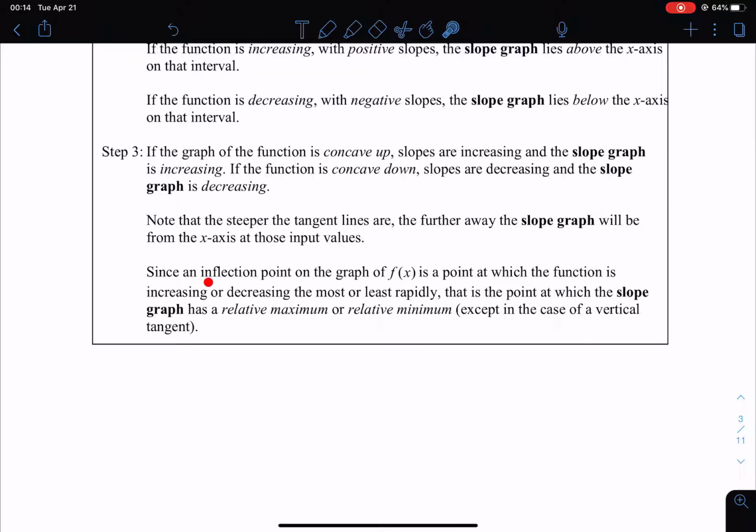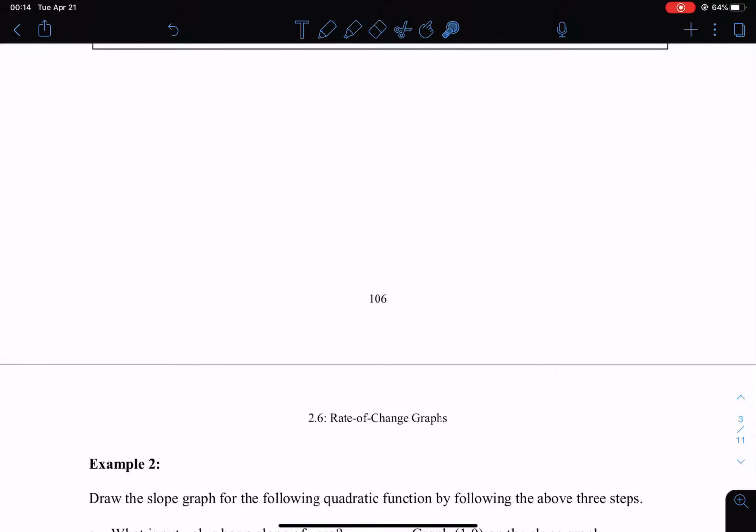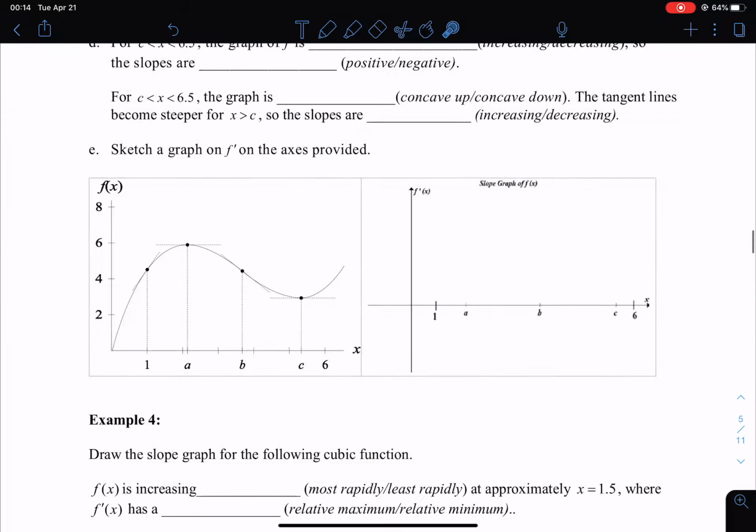And this one says an inflection point is the point where the function is increasing or decreasing the most or the least rapidly. And also, an inflection point in the function graph just means a relative maximum or relative minimum point in the slope graph. So in this section, we have a lot of examples. Page 108, example E. Make sure you know how to draw the slope graph.